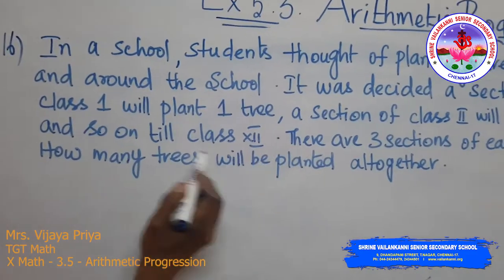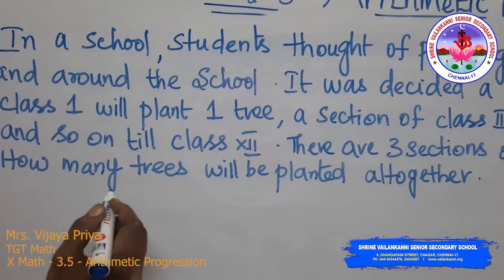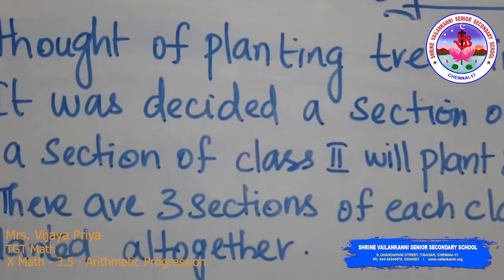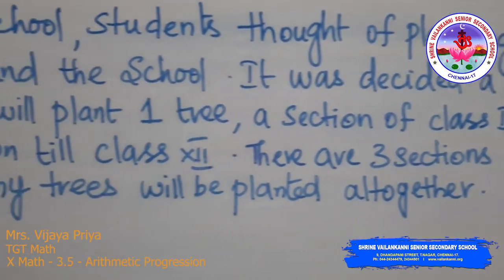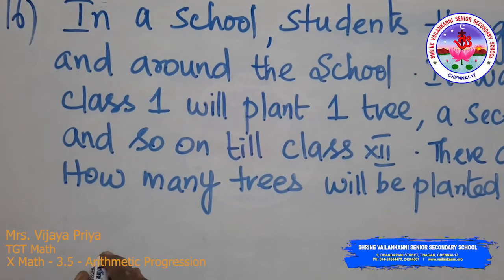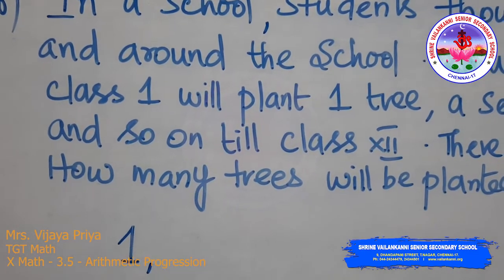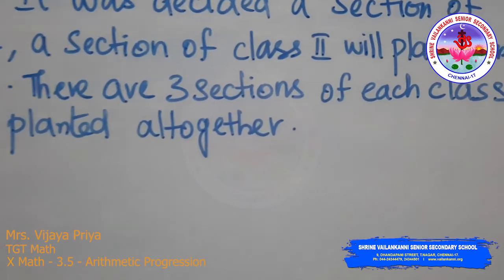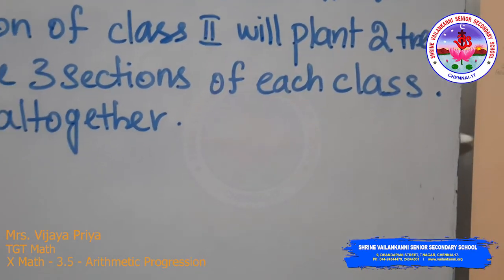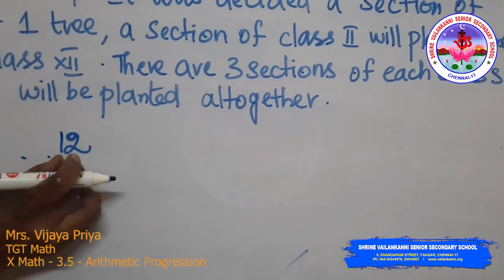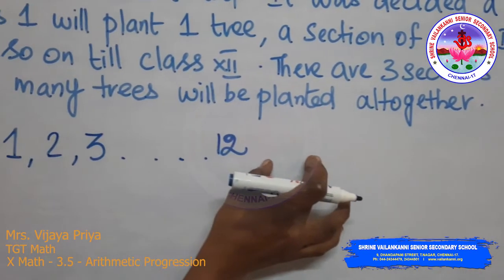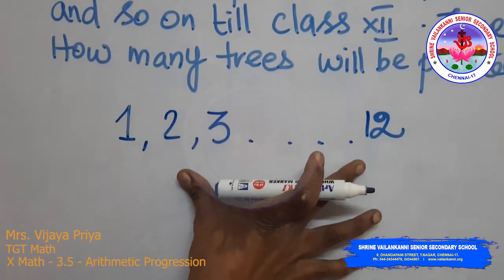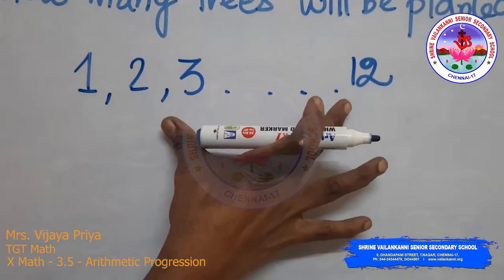So in this problem, first let us write the number of trees planted by each class in one section. So you have the first section, the first class will plant 1 tree, the second class will plant 2 trees, and the third class will plant 3 trees, and so on. The 12th class will plant 12 trees in the first section. So here we need to find out the number of trees totally planted for the first section.